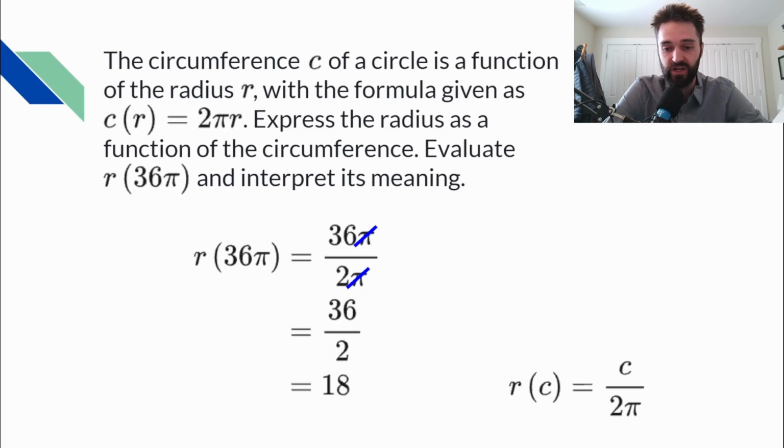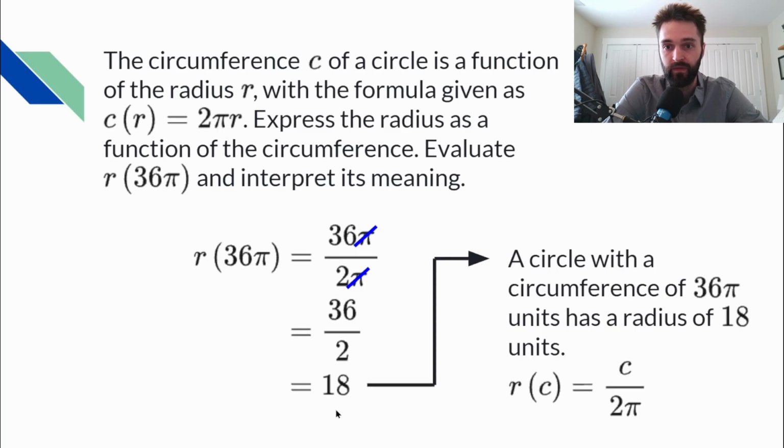So what's the interpretation of this? We plugged 36 pi in for c, and we ended up with 18. So, a circle with a circumference of 36 pi units has a radius of 18 units. That's the meaning of r of 36 pi.